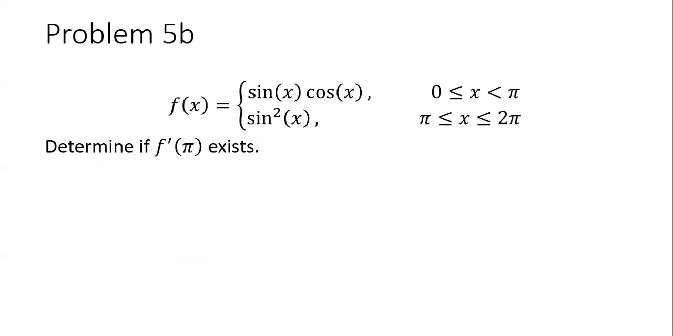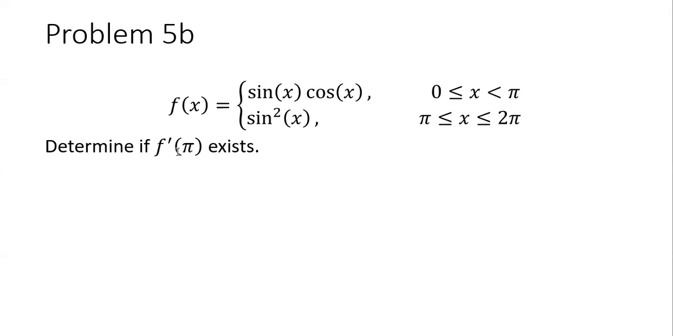Okay? How about if f prime of pi exists? You got to remember, a derivative is a limit. Remember the limit definition of the derivative? Limit as h approaches 0, f of x plus h minus f of x all over h. It's a limit. So the derivative needs to be the same from both sides as well. Okay? And the prerequisite for differentiability is continuity. So in part A, we found it was continuous, so that condition is met.